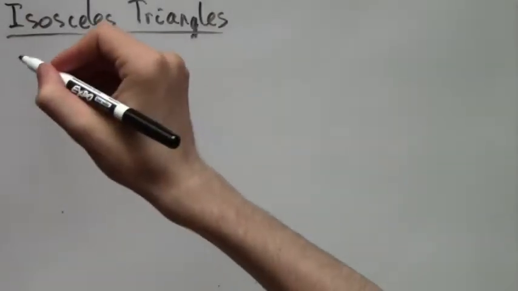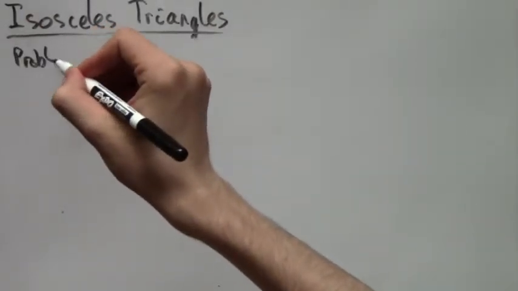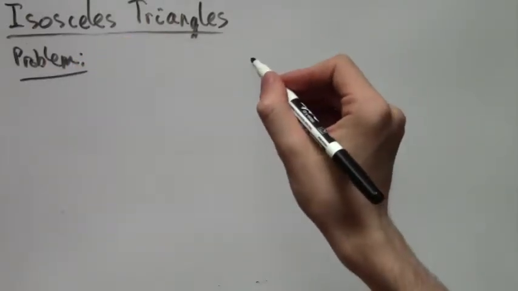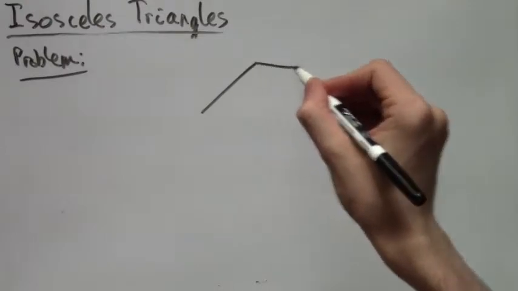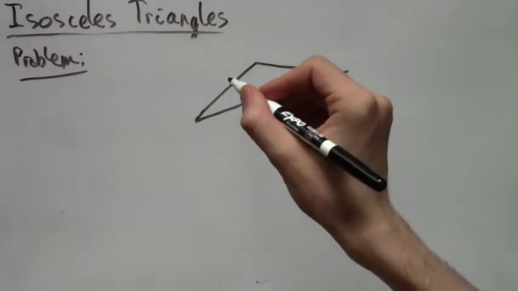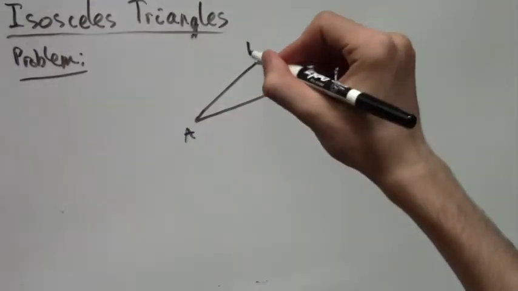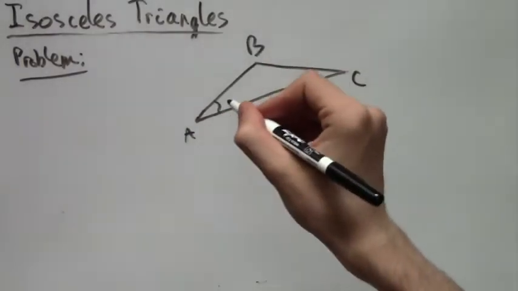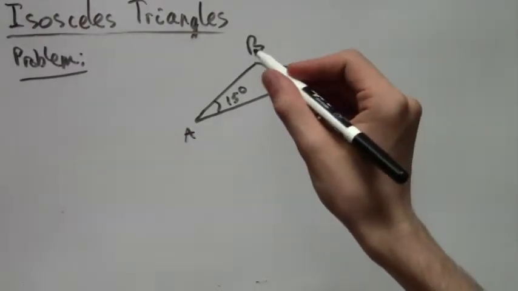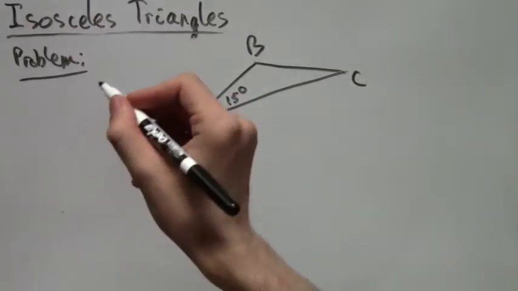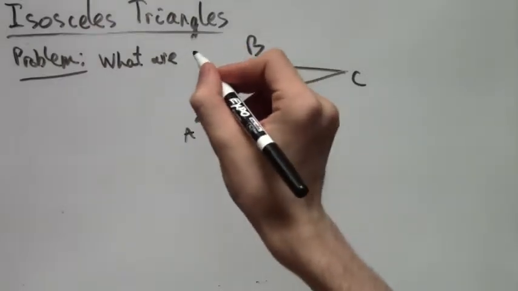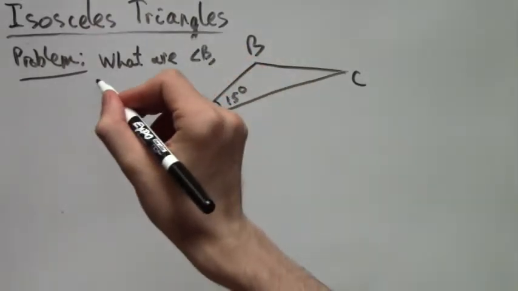So here's the first problem. Let's say we got this isosceles triangle here, and we're going to mark it ABC, and I write here that angle A is 15 degrees, and AB is equal to BC, of course. And the question is, what are the other angles in this triangle? Specifically, what is angle B and what is angle C in degrees?